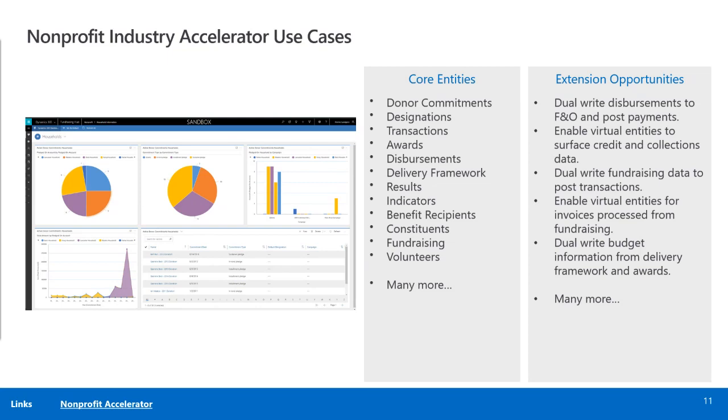So there's a concept of memberships, for example, and people might have monthly payments that they're making to you. So you could surface that credit and collections information so you know who's made their payments and who you might need to follow up with about their payments or get new credit card information, however they might be paying. You could also dual write fundraising data to post transactions inside of finance and operations. This could be a lot of different things.